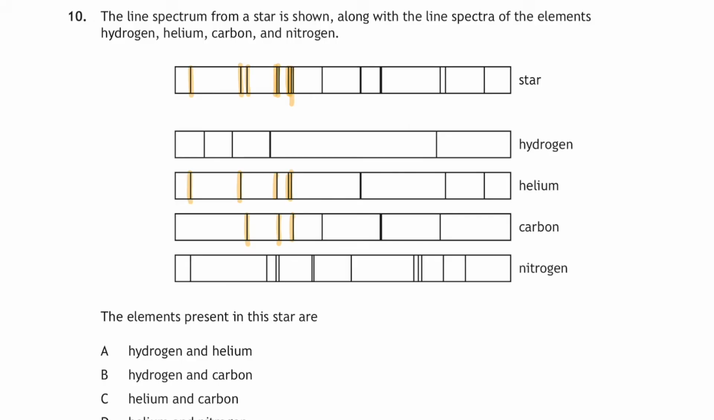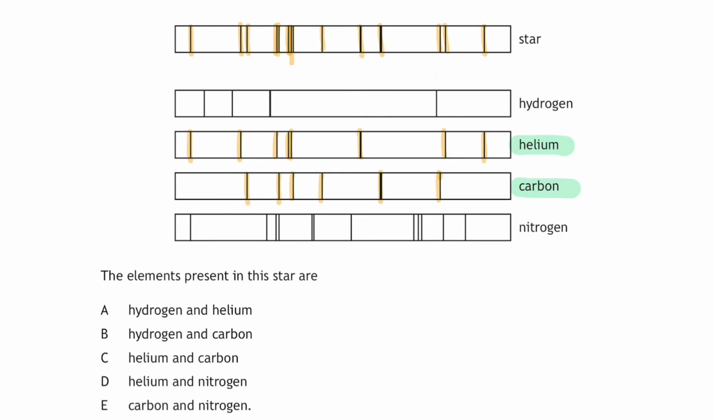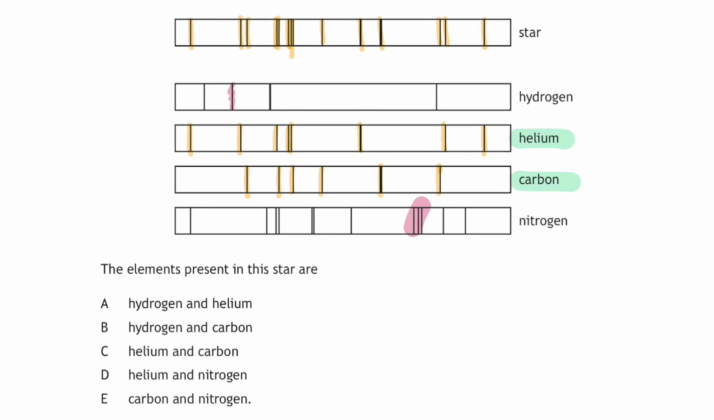I'm going to get rid of that nitrogen line because the nitrogen's definitely not matching up. But if we keep going with helium and carbon, then they are all matching up. Those two thick lines match up. And then those last 3 lines in the star spectrum match with the 3 lines in carbon and helium spectrum. So I think that's it. So the nitrogen doesn't match up, the hydrogen doesn't match up. So that leaves us with helium and carbon. So that's answer question 10C.